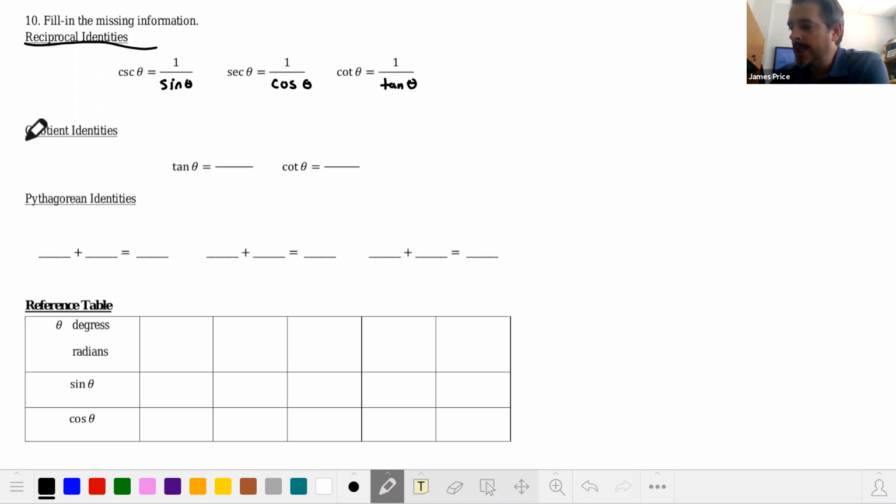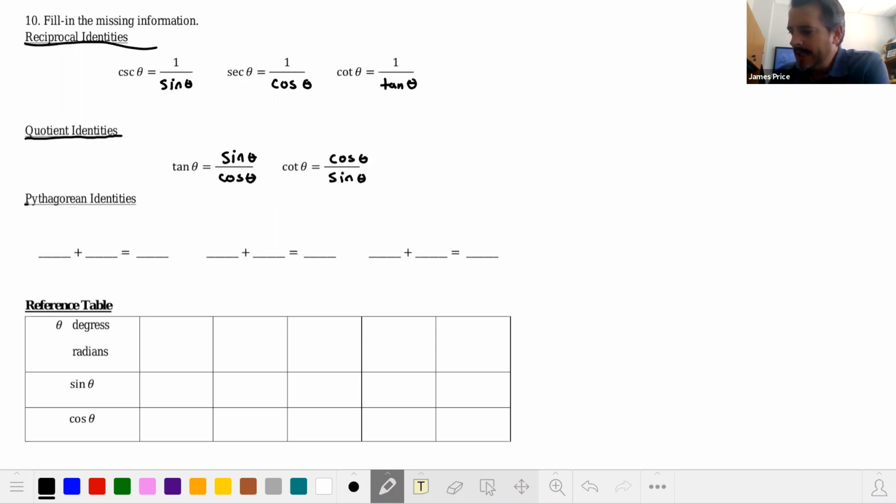And then we have the quotient identities here. And these allow us to rewrite tan and cotan in terms of sines and cosines. So tan of theta is sine of theta over cosine of theta. And then the cotan of theta is the reciprocal of that, so cosine of theta over sine of theta.